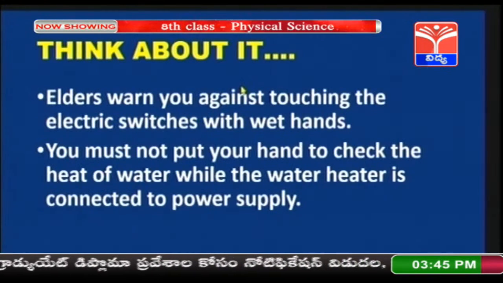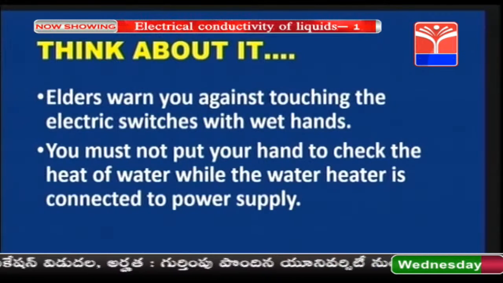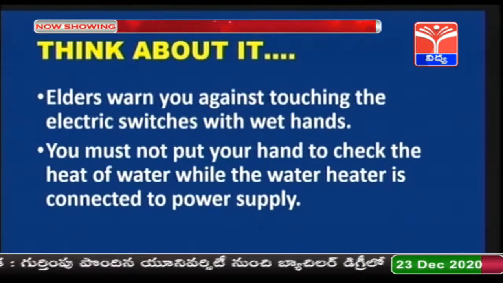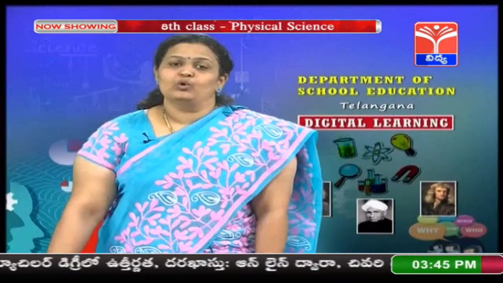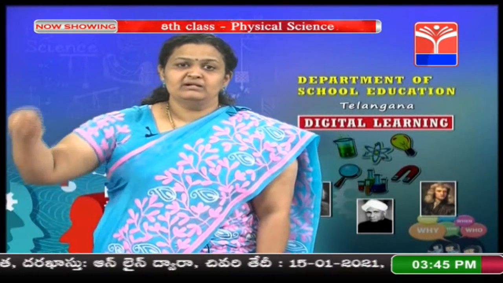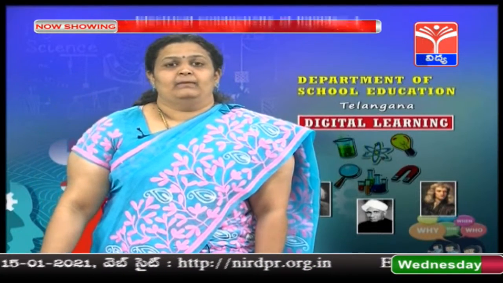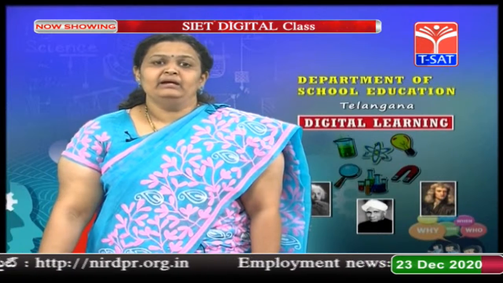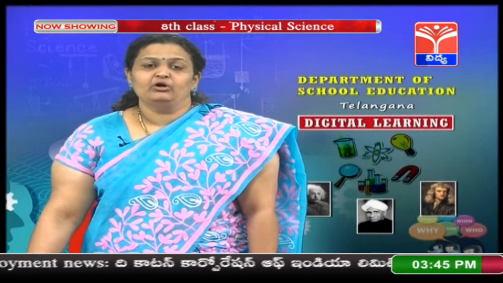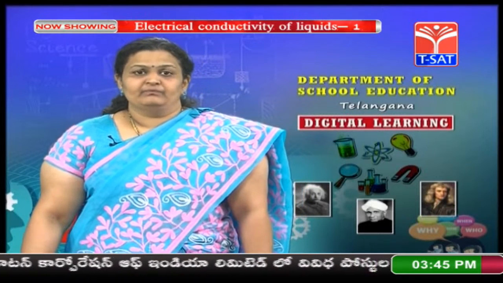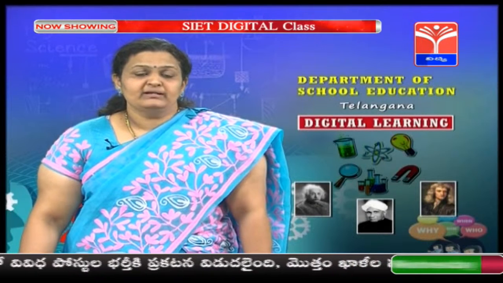Yes, you must not put your hand to check the heat of water while the water heater is connected to the power supply. So, this is a common thing, children. The electric water heater, we usually immerse it in a bucket of water. The power supply is given and by mistake, we may try to check the heat of water by putting our hand directly without switching off the power supply. So, even this is dangerous. Our parents also keep warning us against this.